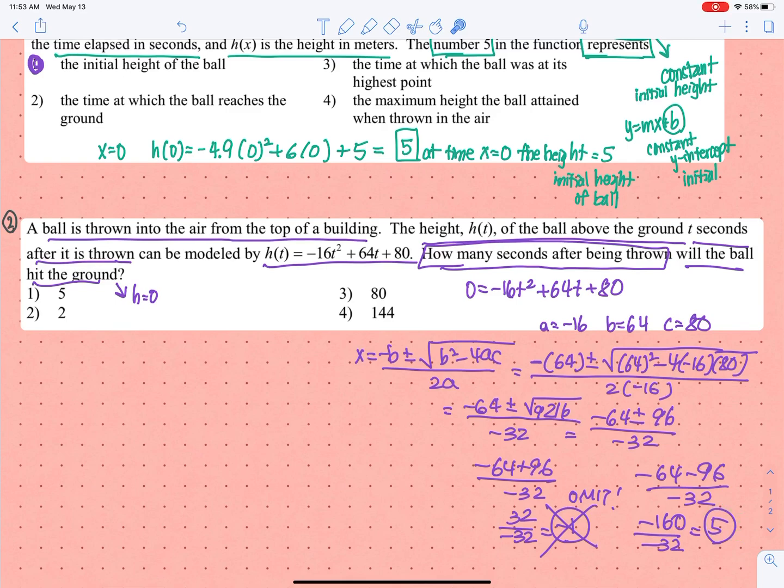Just a quick review on what we're trying to solve for. We're trying to solve for seconds. Now, would it make sense to have a negative number of seconds? No. So anytime you want to solve for seconds and you get a negative number, you have to omit it. Omit means it just doesn't make sense. You've got to get rid of it. And so the answer is t equals 5 seconds. That is the time it will take for the ball to hit the ground. And if the ball hits the ground, the height is 0.